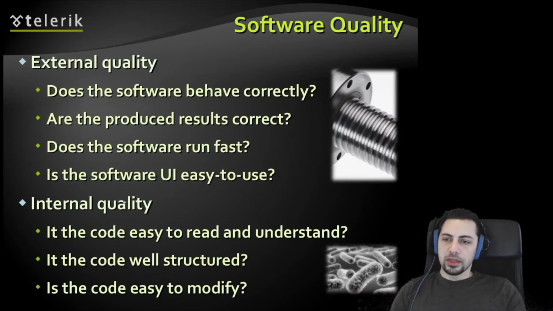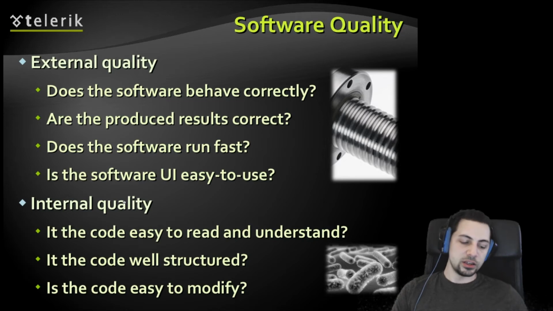Okay, so the external quality is what most of you think of when you ask, is the code good? Does it behave correctly? Does it make the results correctly? Does it run fast? Is it easy to use? That's external quality. That's not what the internal engineers have to worry about. They have to worry about internal quality.